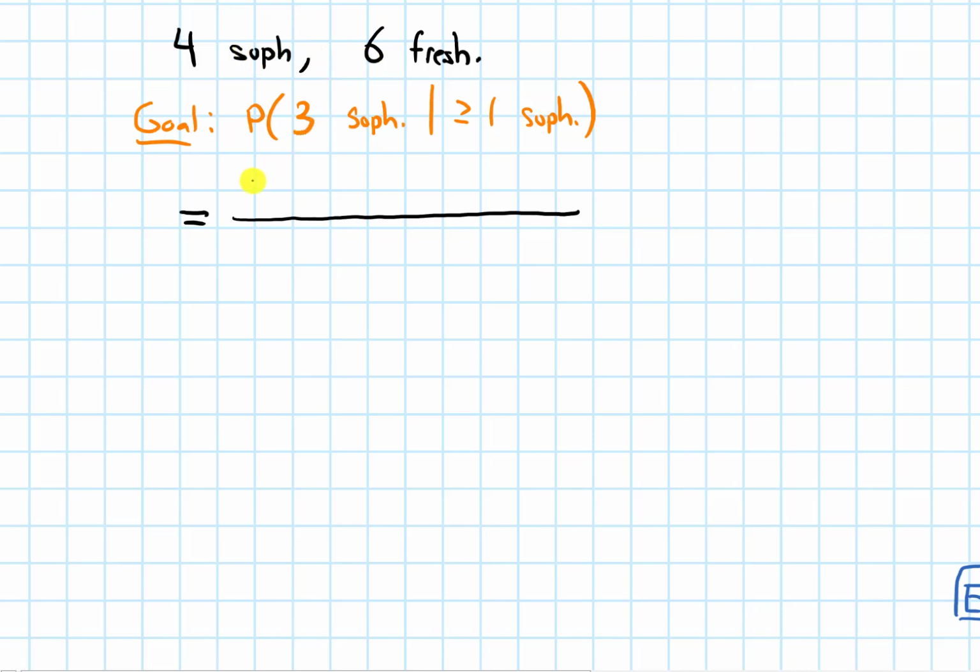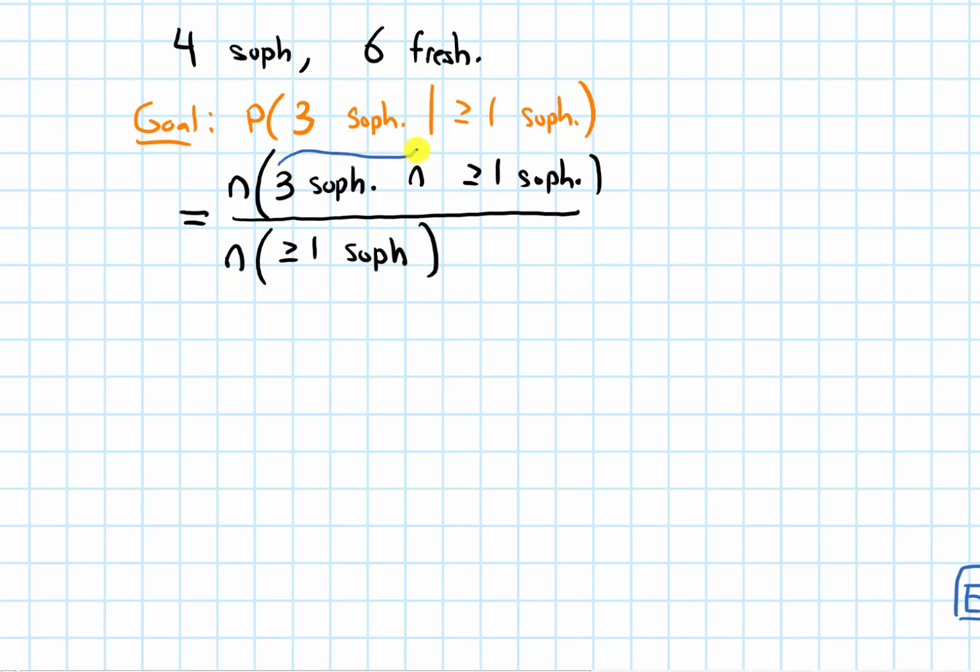So I'm going to, instead of putting probabilities on the top and the bottom, write the number of elements in each set. So on the top, it's going to be the number of ways I could have 3 sophomores intersected with having greater than or equal to 1 sophomore, the intersection of those 2 events. And on the bottom, I got to count the number of ways I could have greater than or equal to 1 sophomore. Okay, so let's think about this event on the top.